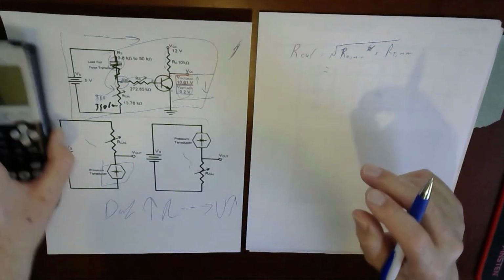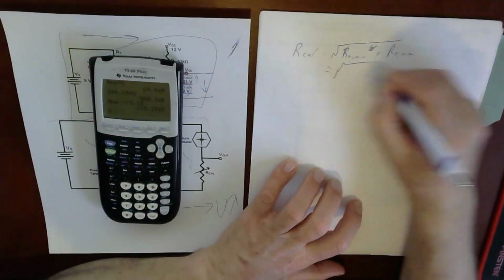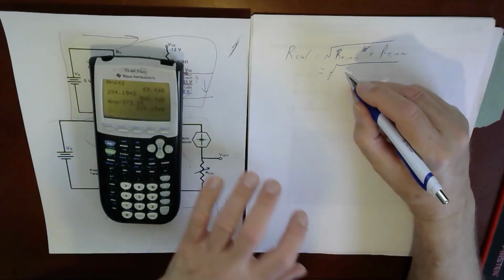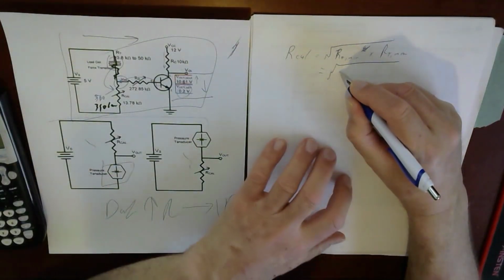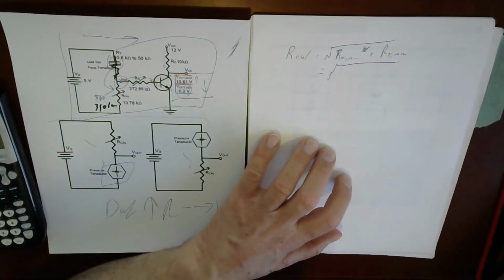I'm just going to throw the numbers in my calculator. Actually, I should write them down because this is my rough notes. So this is going to be 3. What are the parameters again? Sorry.